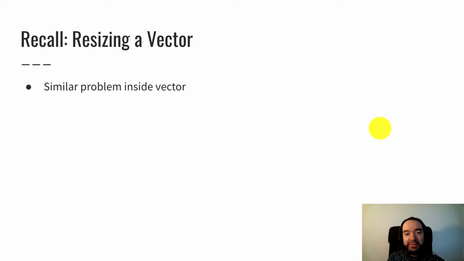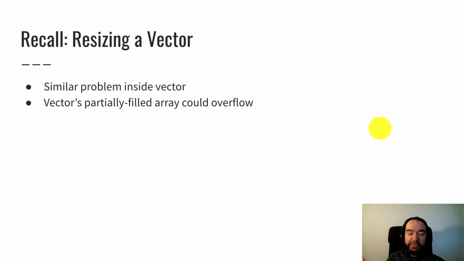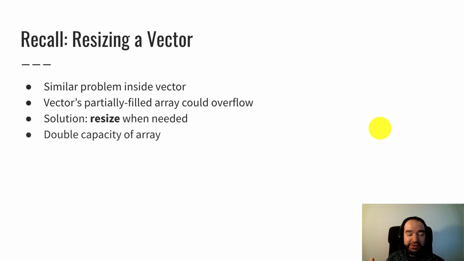So remember back when we were implementing vector, we had a similar kind of a problem. The vector stored its elements in a fixed length array. It was a partially filled array, but that partially filled array could overflow. The overflow would happen if you tried to add an element to the vector that can't fit in the array. And the solution to that problem was to resize the array when needed. So if we're in a situation where we're trying to add one more element to the vector and doing so would overflow the array, we just make a new bigger array. We in fact doubled the capacity of the array, so we allocate a new array that's twice as big, copy the elements out of the old small array into the new big array.